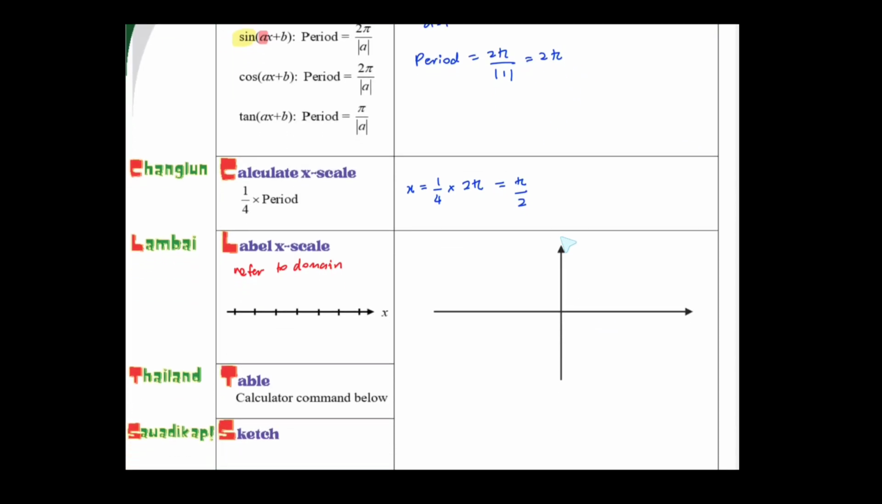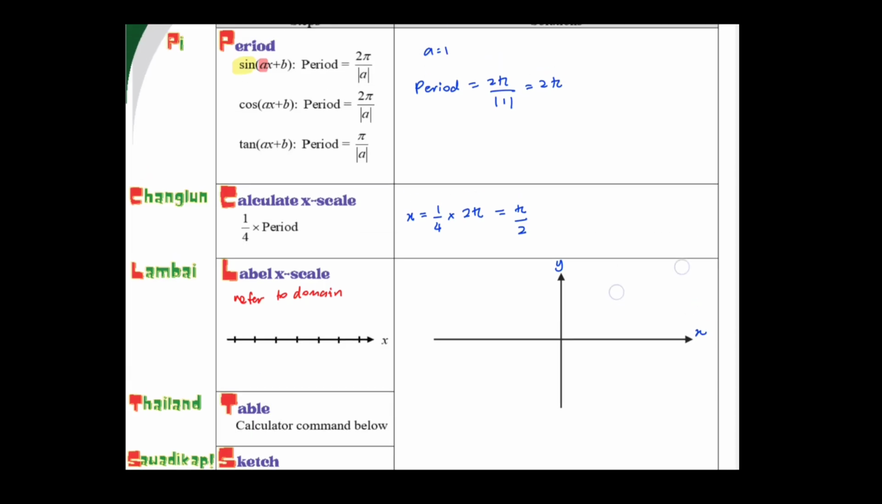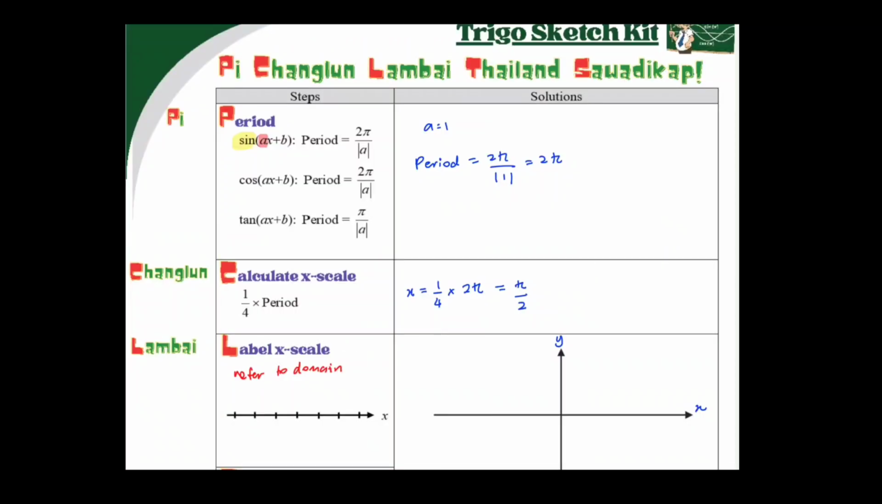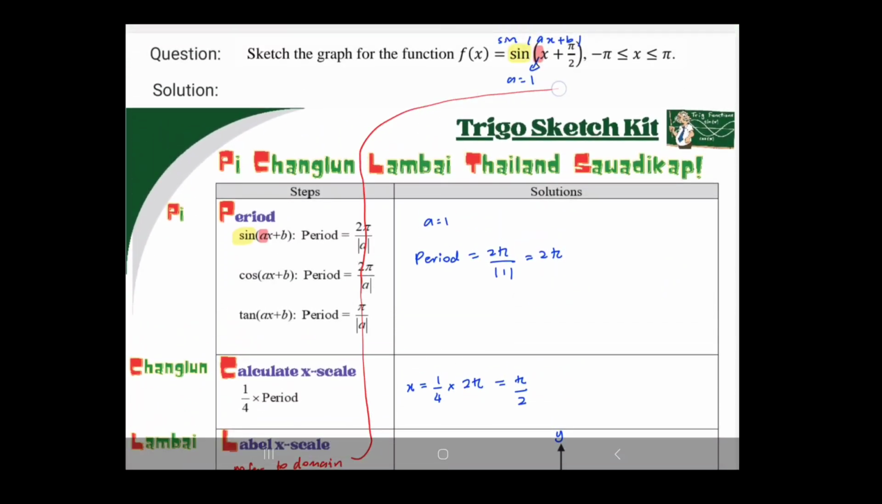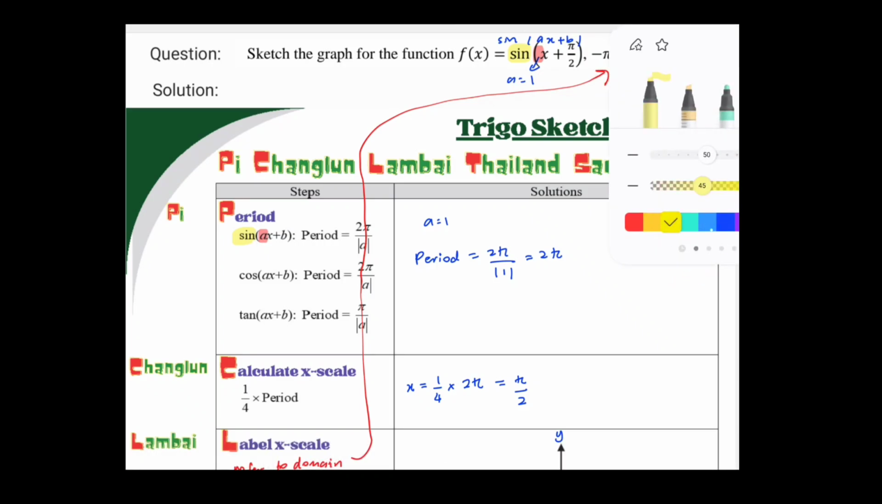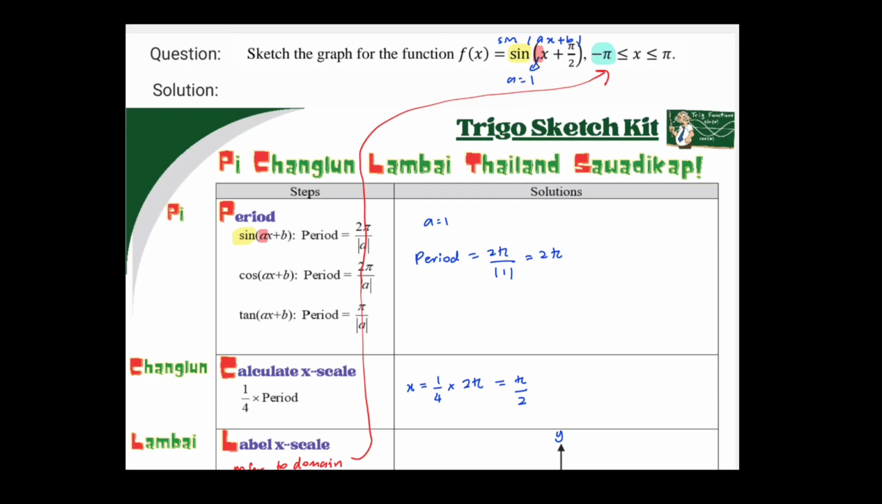Make sure you have written down the label for your x and y axis and how to write the label. First, you have to refer to the domain. So what is the domain in this question? In our question, the domain is negative pi to pi. So this means that we have to label from negative pi until pi.